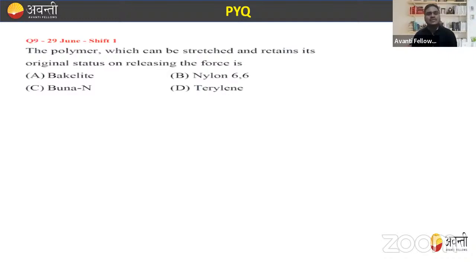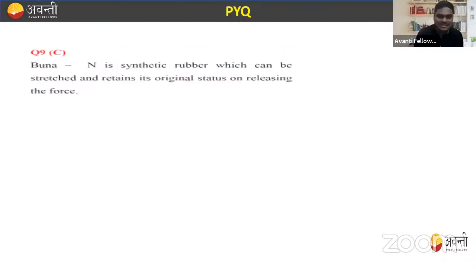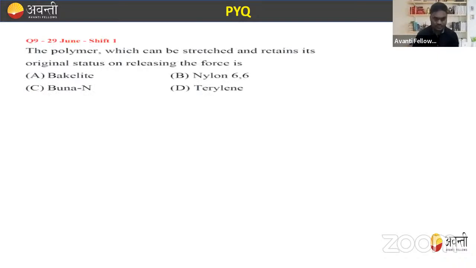Now, the polymer which can be stretched and retain its original structure on releasing the force. Which type of polymer is it: thermosetting, thermoplastic, or fibrous? Those having the elastic nature. So Buna-N is a synthetic rubber which can be stretched and regain its original state on releasing the force. So they show the elastic property. I hope it is clear to everyone?